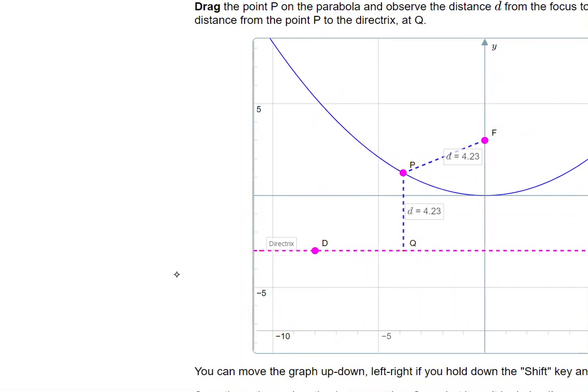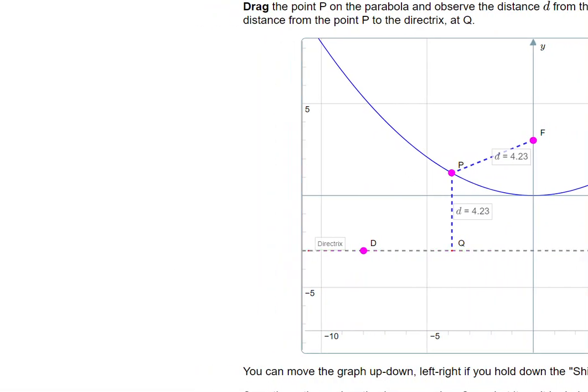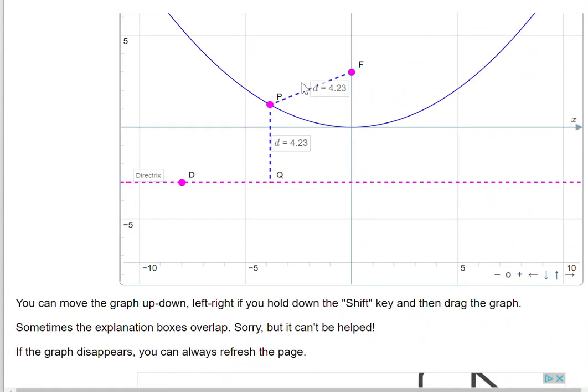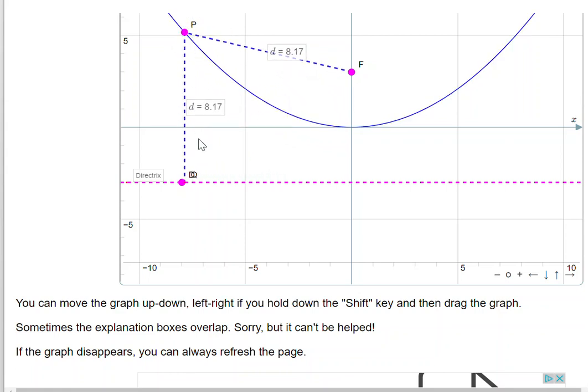We can take a look at this example over here. Let's see if I can get it more in the window. There we go. The focus, you can see that this length right here is 4.23. This length is 4.23. And as I move the point along, that distance, although it changes, is consistent, meaning that they're the same from the point to the focus and the point to the directrix, even if it changes length. So again, that point to the vertex, they're going to be exactly the same.